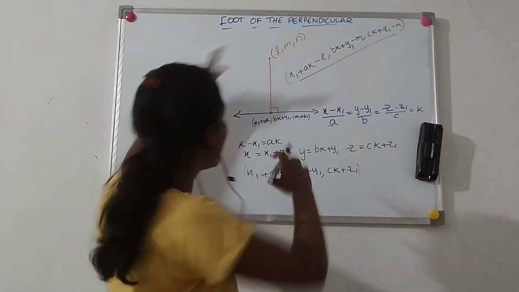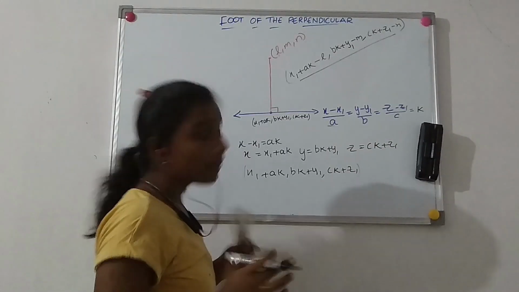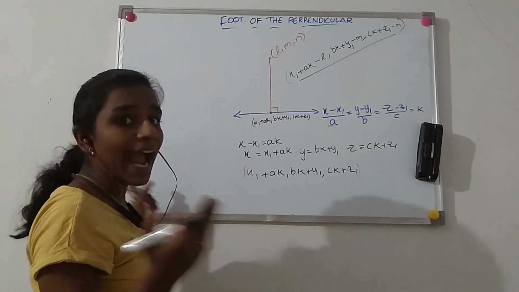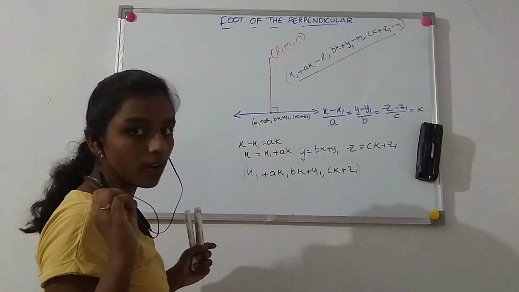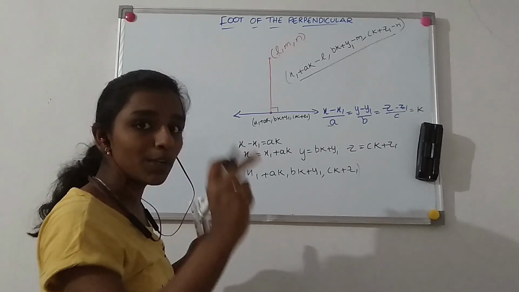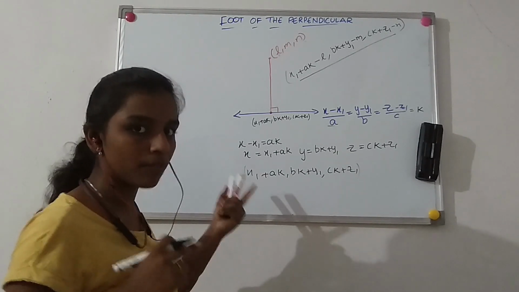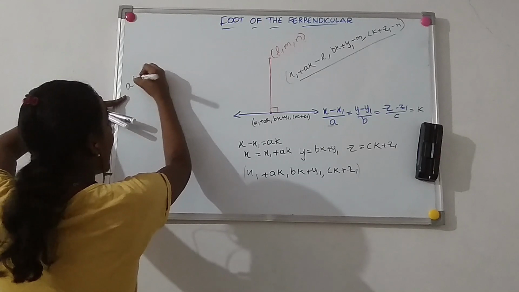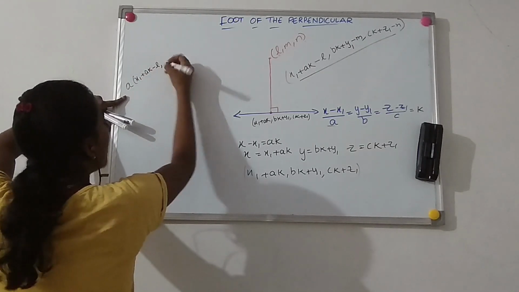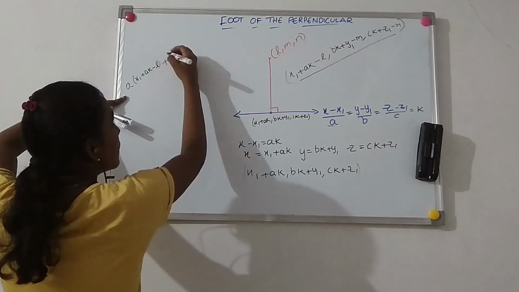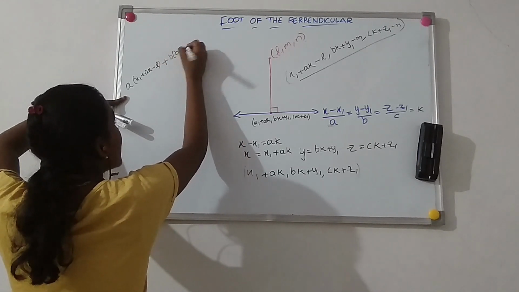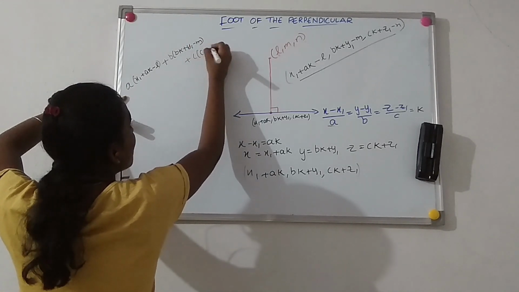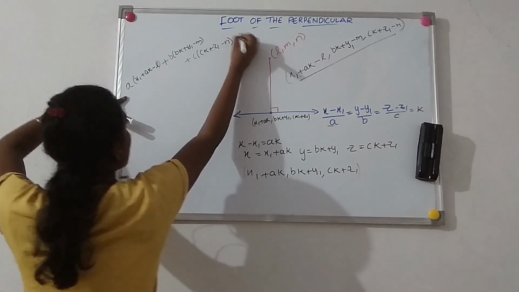So now if I multiply this with this, what do I get? Because those are perpendicular, if I multiply and add all of them, I will get 0. That is the perpendicular condition: a1 a2 plus b1 b2 plus c1 c2 equals 0. I have told it previously. So what will that be? A into x1 plus ak minus l, plus b into bk plus y1 minus m, plus c into ck plus z1 minus n equals 0.